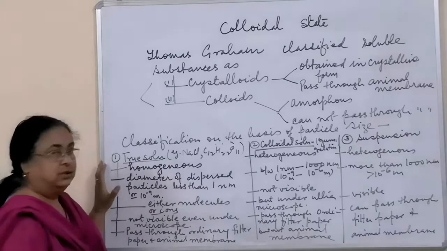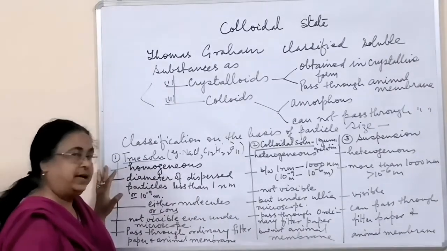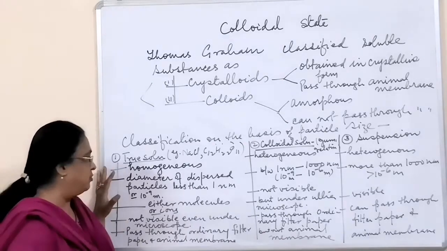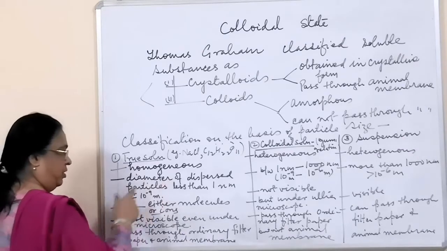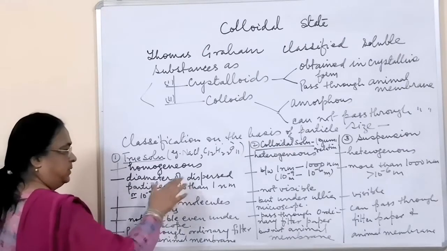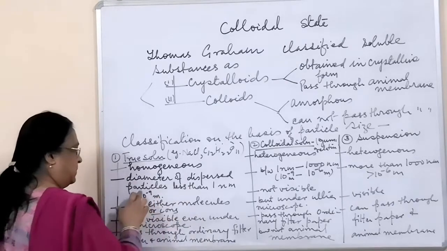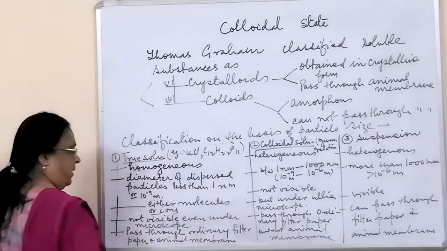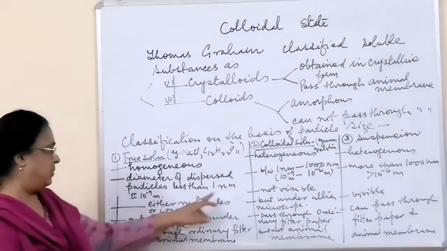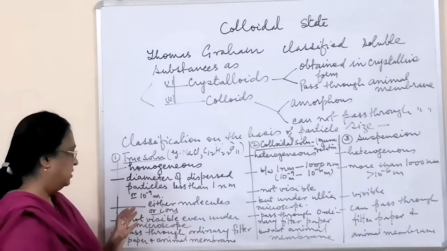True solution is a homogeneous system. You know the meaning of homogeneous: property will be the same throughout. And the diameter, this is an important point, diameter of dispersed particle. Dispersed particle means solute which is dissolved in the solvent. Dispersed particles less than 1 nanometer or 10 to the power minus 9 meter. You have to remember this figure, the size of the particle.